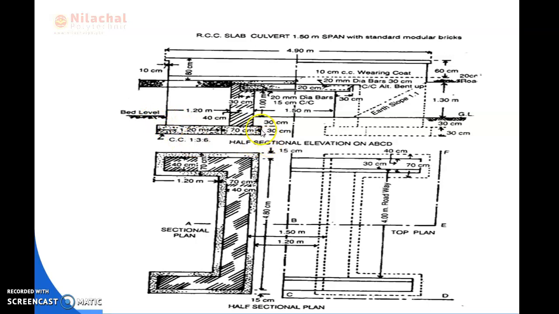First, the cement concrete is provided, then the brickwork, then the slab, then the wearing coat. After that, the parapet is shown here. This is the front elevation, so you cannot see the details of the parapet section. The details of the parapet section are shown in the longitudinal section.